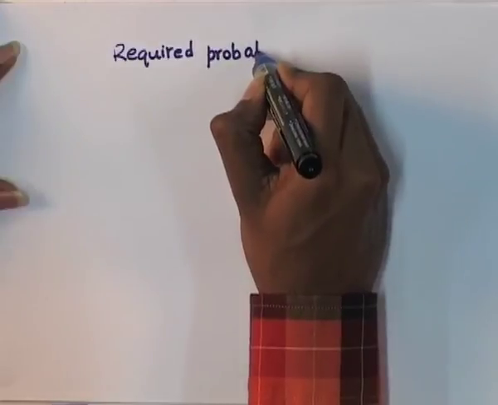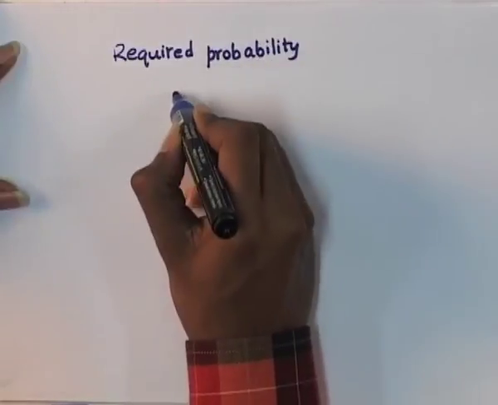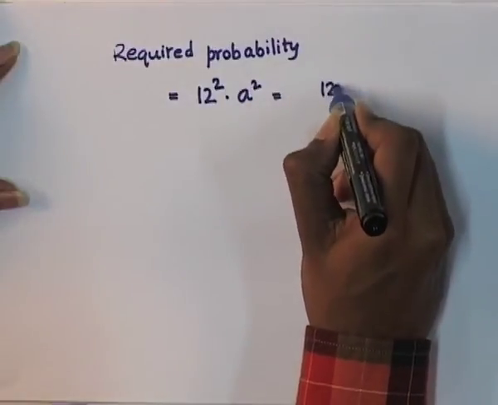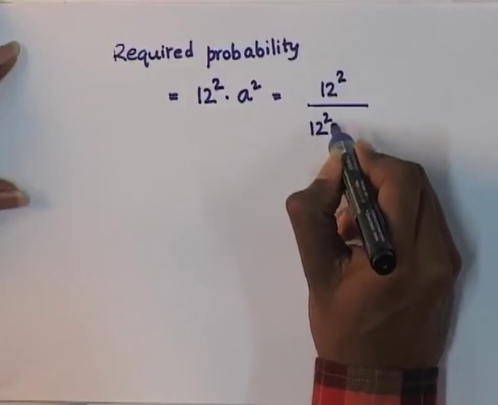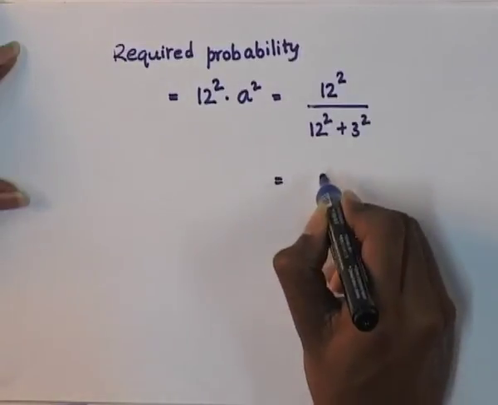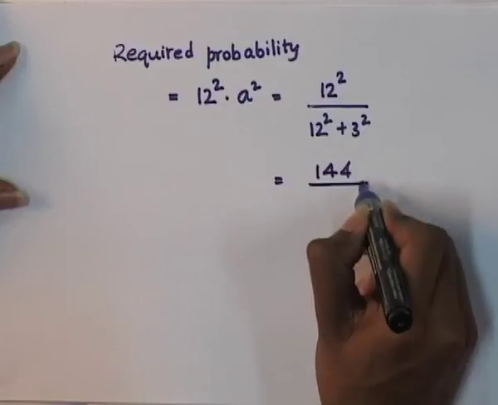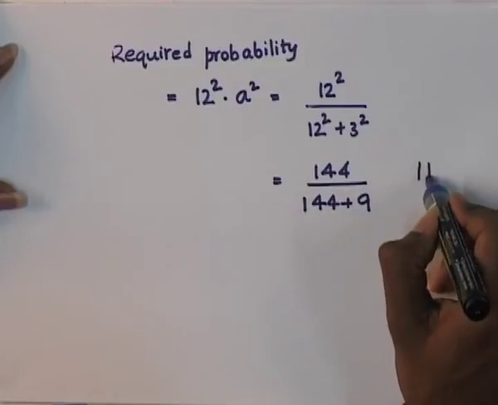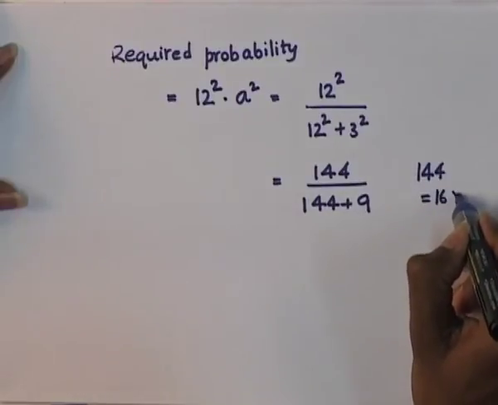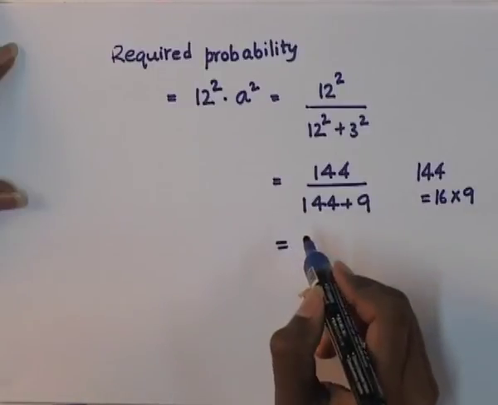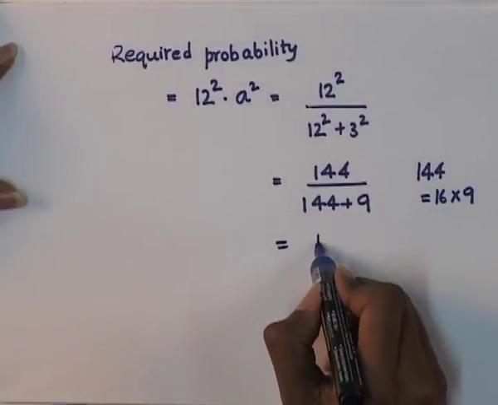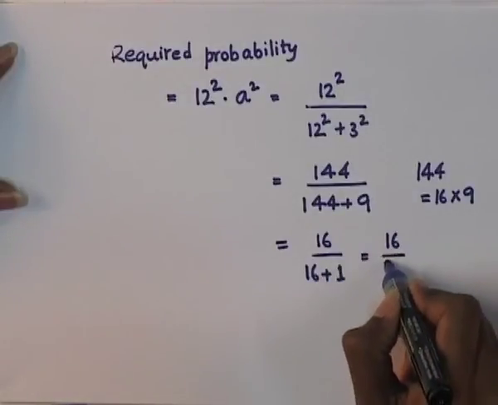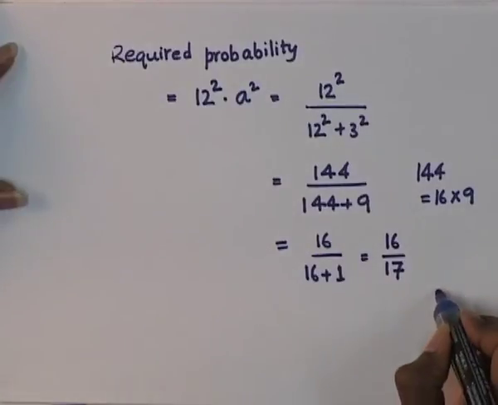So the required probability is 12 square times A square, which is equal to 12 square divided by 12 square plus 3 square, which is 144 divided by 144 plus 9. Observing that 144 is 16 times 9, we can cancel out 9 in numerator and denominator, and we obtain 16 divided by 17, which is option D.